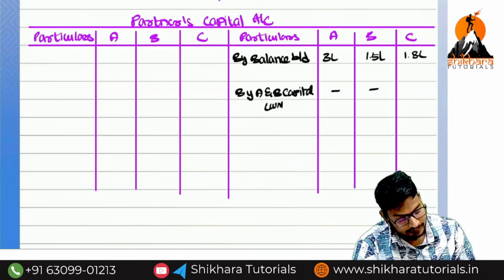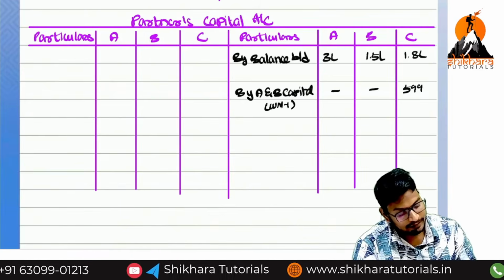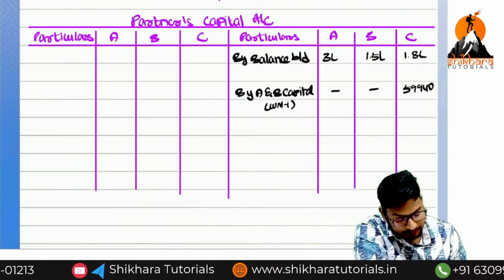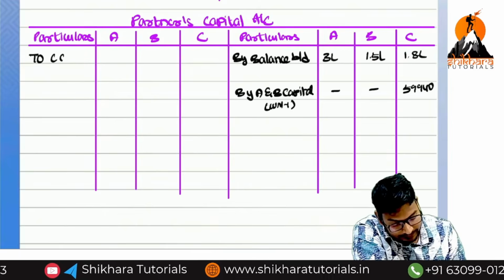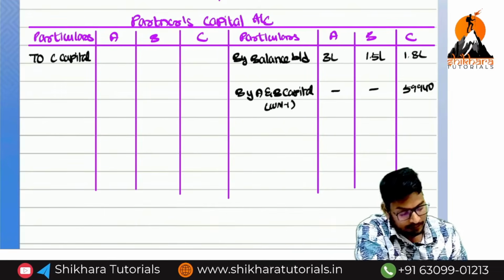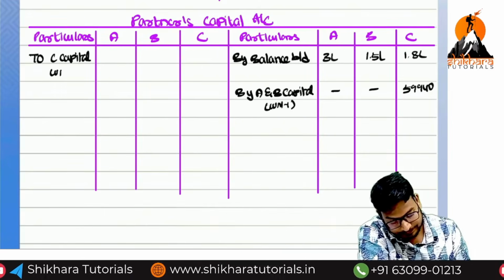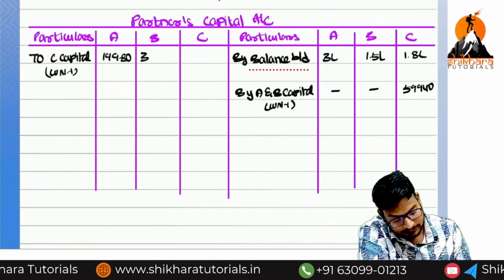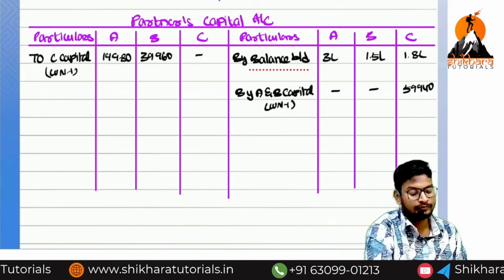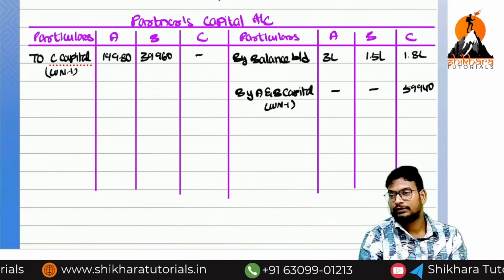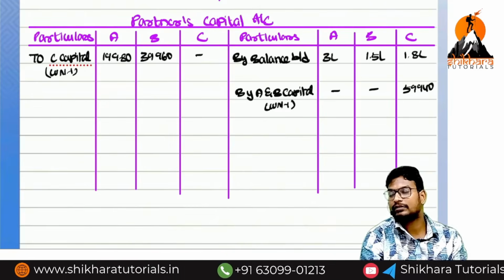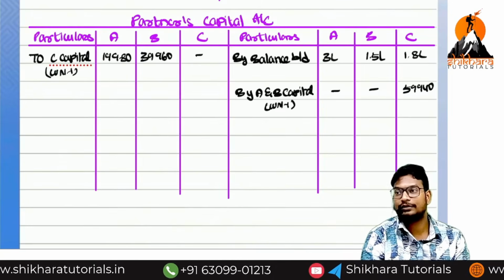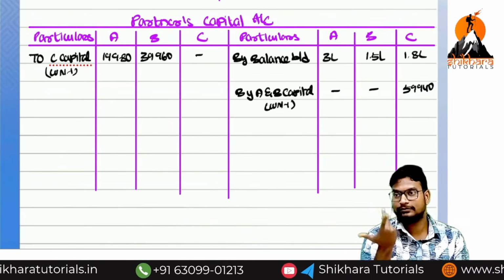Working note number 1: 59,940, the same calculation. Are you understanding it? Next, what we need to write? To C's capital. How much is A's share? 19,980 and 39,960. Are there any doubts up to here? It is a simple concept. The only difficult thing is the calculation of goodwill. That's all. Normally, what you guys do is directly add all the things and jump.